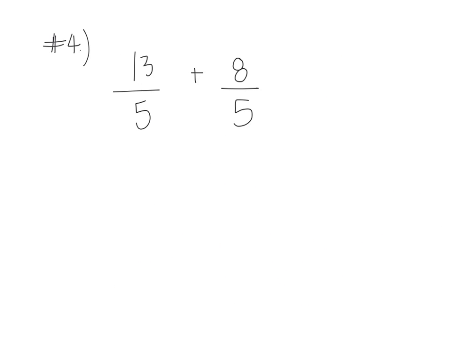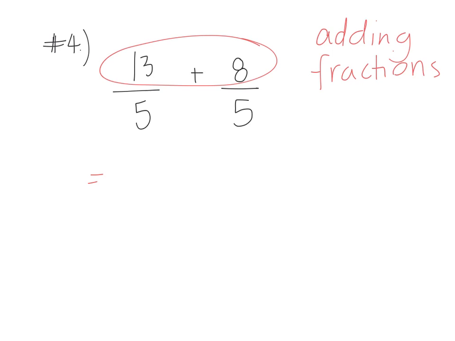The next question is adding fractions, and it's the same as subtraction because you have to make sure the denominators are the same. Now, this question was pretty easy because the denominators were already the same, right? So do we have to change anything? No. So all we have to do is add 13 plus 8. What's 13 plus 8? 21. So 13 fifths plus 8 fifths equals 21 fifths.